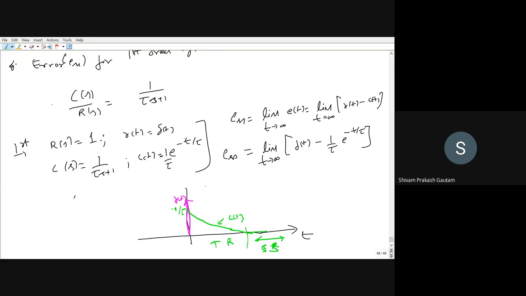So tell me, at t equal to infinity, what is the value of the input, that is R(t)? The input is delta t. Delta t is present only at 0. Anywhere else, what is the value of the input you are seeing?